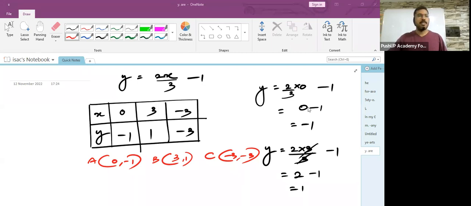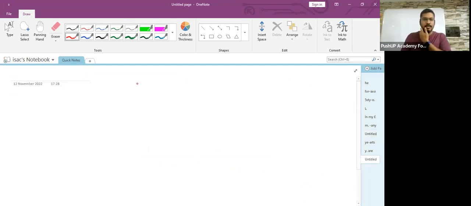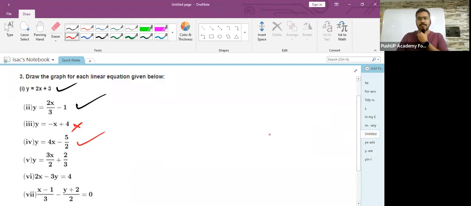We done? Let's move on to the next equation. The third one is quite easy, children, so I won't be doing this. The fourth one is easy, but let's do it. Y is equal to 4x minus 5 by 2.